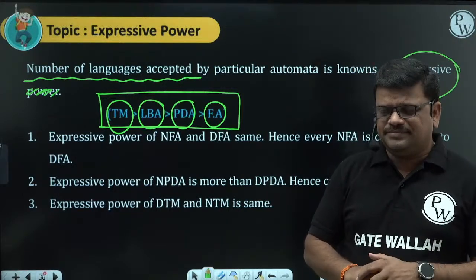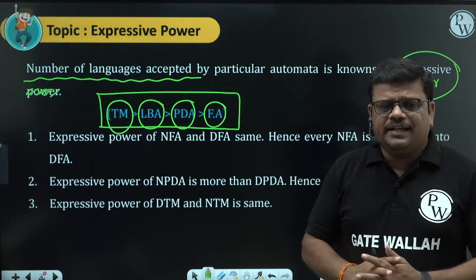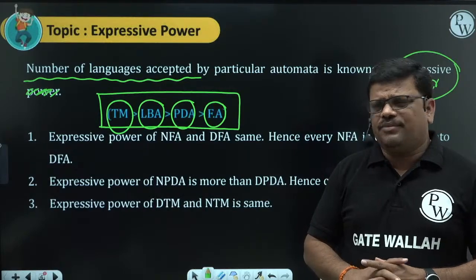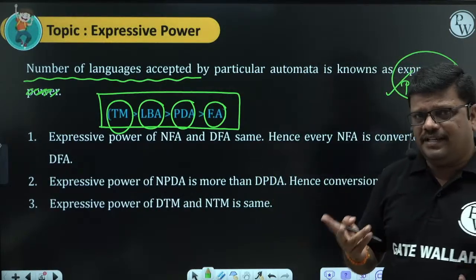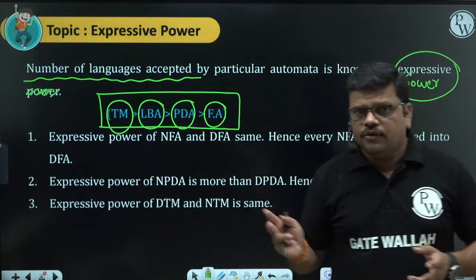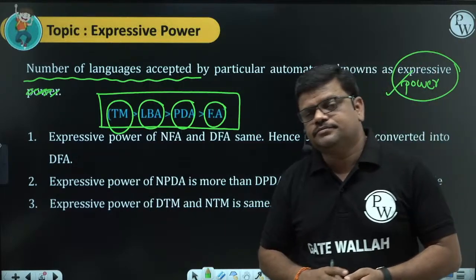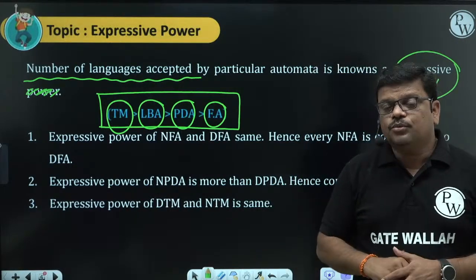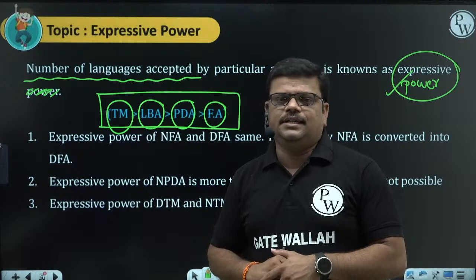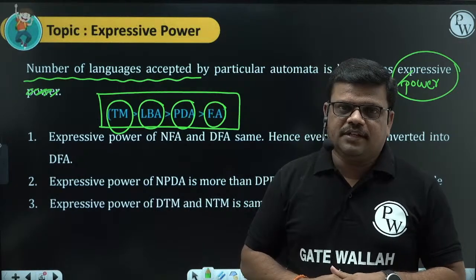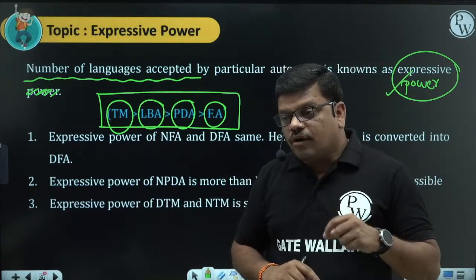Some students can get the doubt: sir, why these many automata? You are saying Turing machine is the most powerful one, so we can use Turing machine directly. We can use it, but what is the problem? Complexity. In computer science, we have a beautiful terminology called complexity.